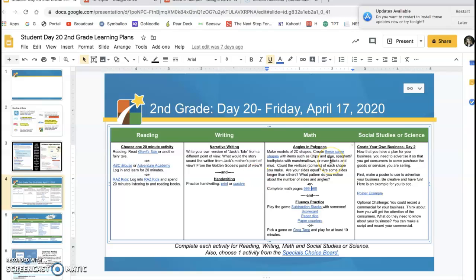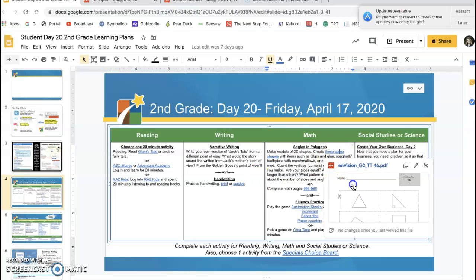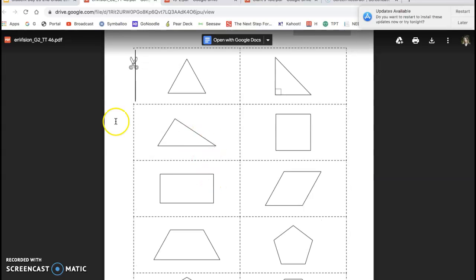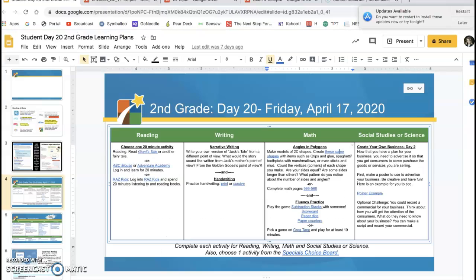You will be reading these shapes on this page. You can also use objects at home to build these 2D shapes. So you could use Q-tips, you could use toothpicks or sticks with marshmallows, or even sticks and mud. If mom and dad say it's okay, you can go outside and find some things outside. Make sure when you're building them to count the vertices, the corners of each shape. Notice, are your sides equal? Are some sides longer than others? What pattern do you notice about the number of sides and angles, which is what I was talking about?